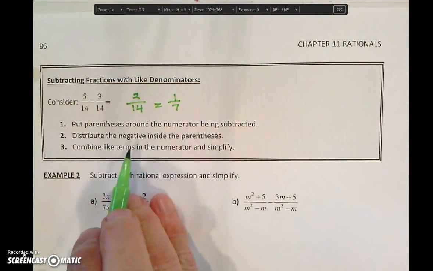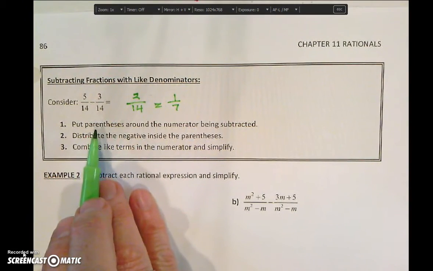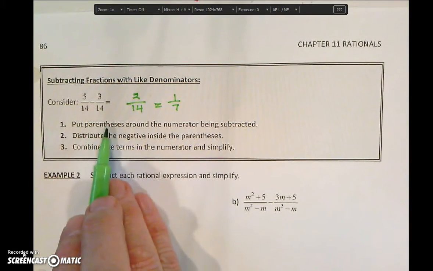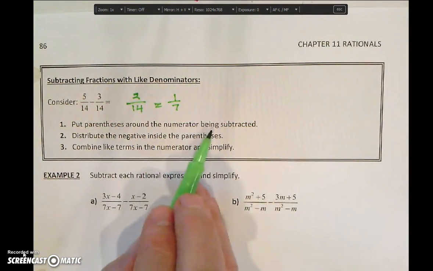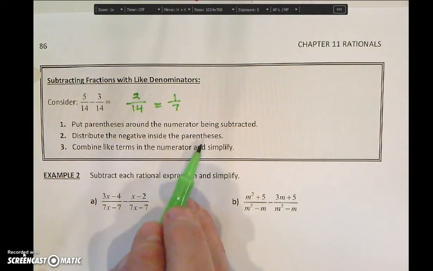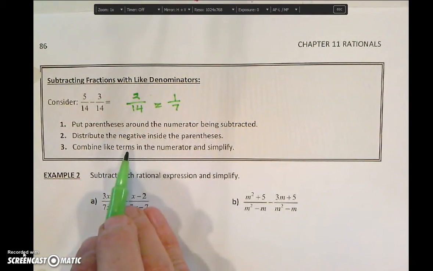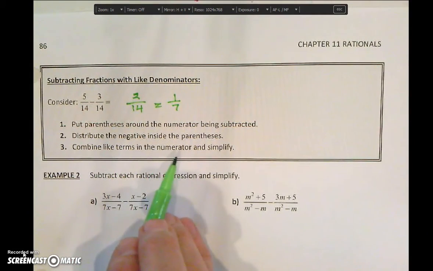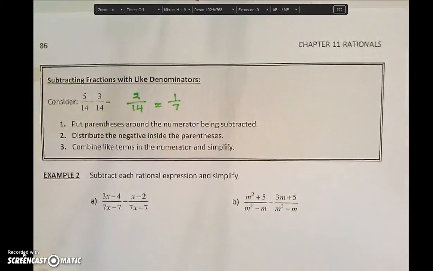When we're working with rational expressions and when we're subtracting, we're going to put a parentheses around the numerator that's being subtracted. Then we're going to distribute the negative inside the parentheses. We're going to combine like terms in the numerator, and then after we combine them, we're ready to simplify.